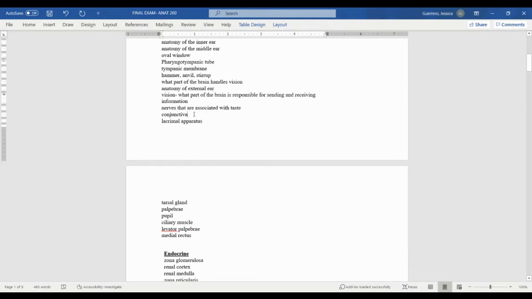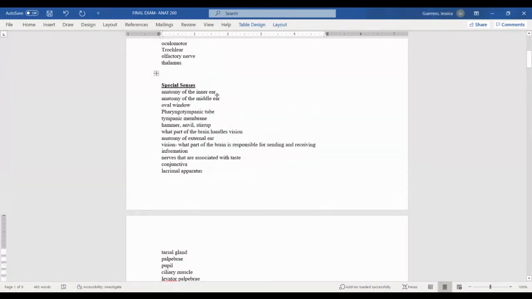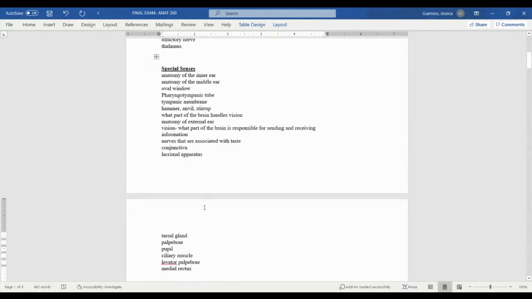The conjunctiva. This is the anatomy of the eye. Conjunctiva is the eye. Lacrimal apparatus is also eye. Tarsal gland is eye. Palpebrae, eye. Pupil, eye. Ciliary muscle, eye. Levator palpebrae, eye. Medial rectus, eye. Okay, so be familiar with the special senses, components of the special senses.